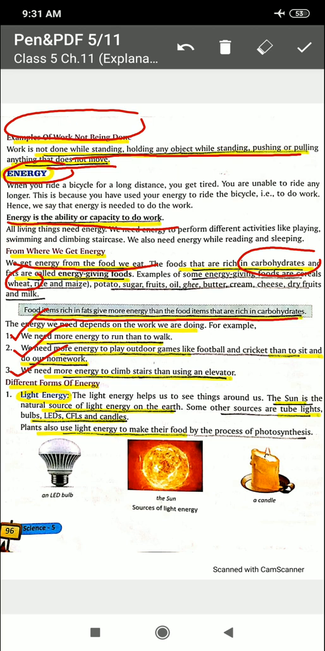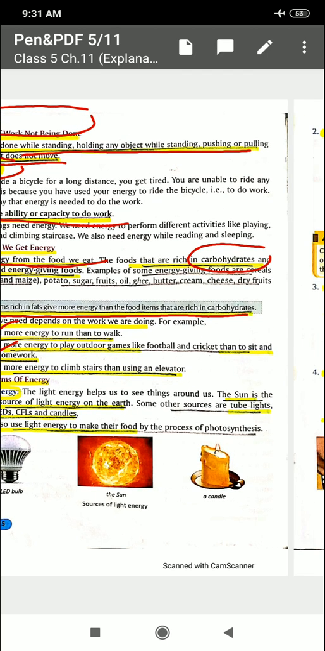So children, it depends upon the type of work done that how much energy is required. So we discussed about the work done and energy. Now next topic is different forms of energy.